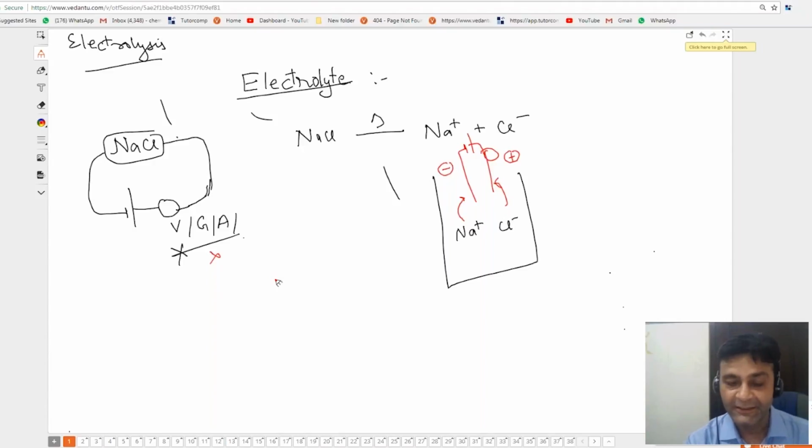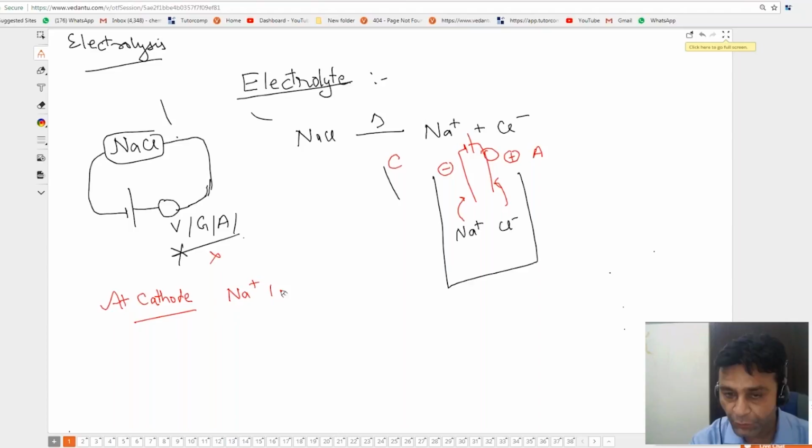Okay, yeah, good. So the negative is the cathode here and the anode is the positive here. Right? By sign convention, negative is cathode and positive is anode. So what happens at cathode? The sodium ion gains an electron and becomes sodium here. Right? Basically, it's a process of reduction. Gain of electron is reduction.